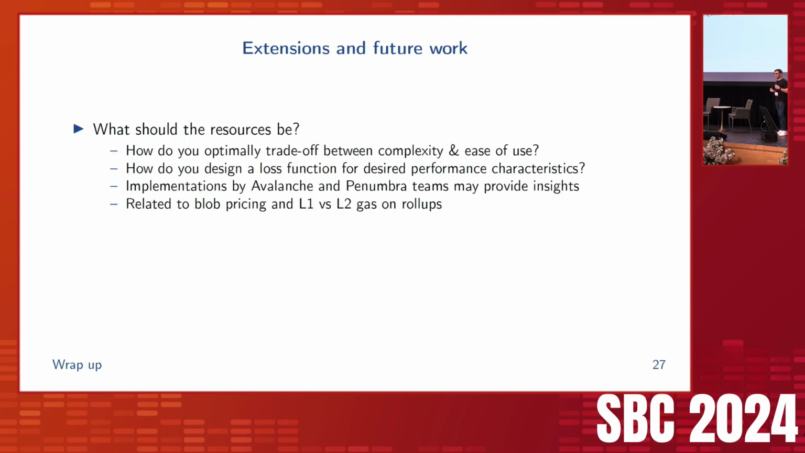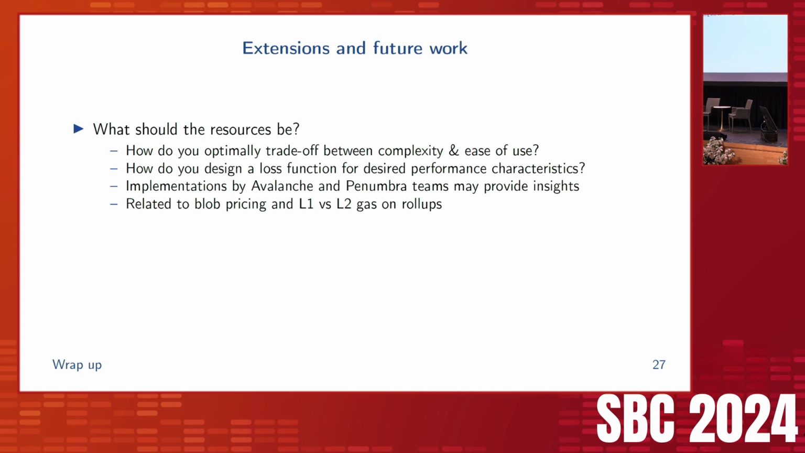I think this area is really interesting. There are a lot of other fee mechanisms that might benefit from this type of online optimization approach. Some big questions here are what should these resources actually be? I imagine this depends a lot on what type of blockchain system or rollup you have. So in an account-based model, you might want to price things per account. In other models, you might want to separate things like compute, memory, and storage, and so on. There are a few teams like Avalanche and Penumbra in particular that have been implementing these.